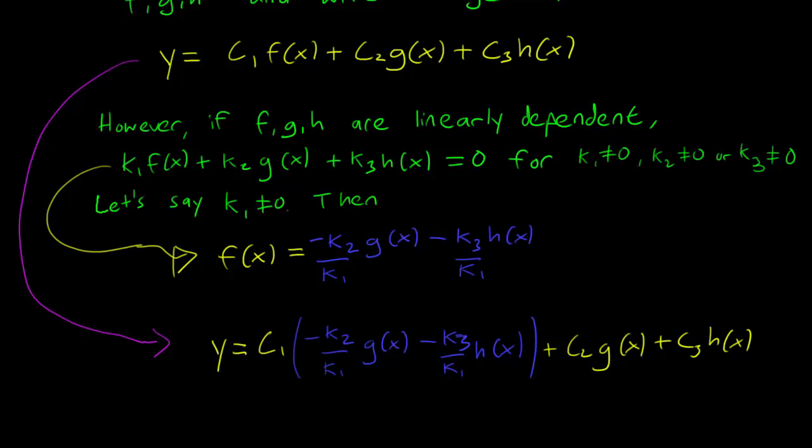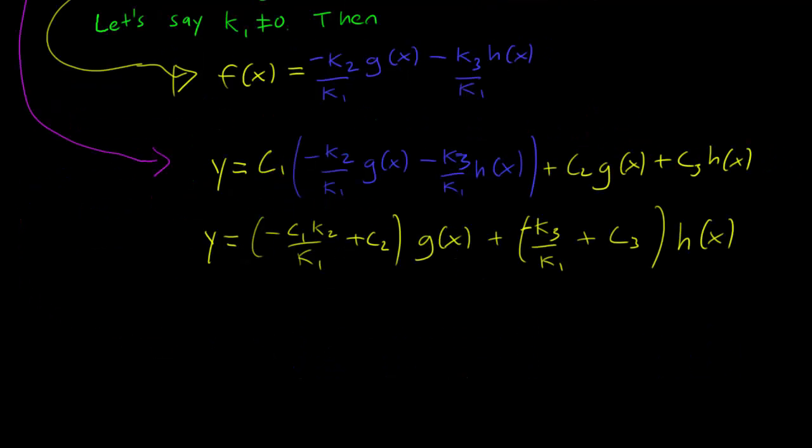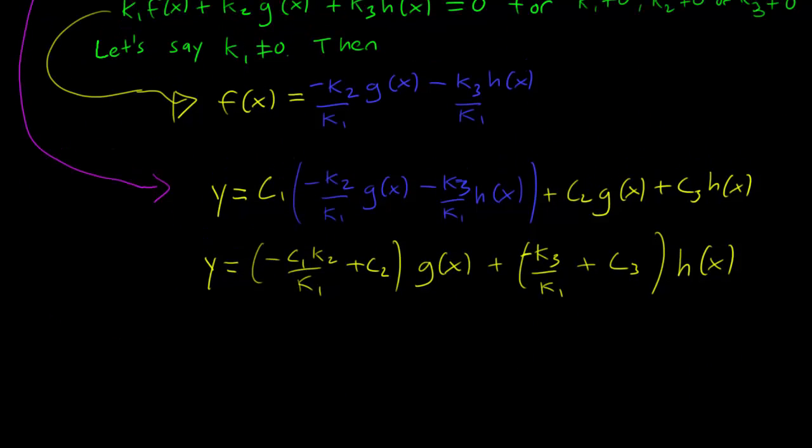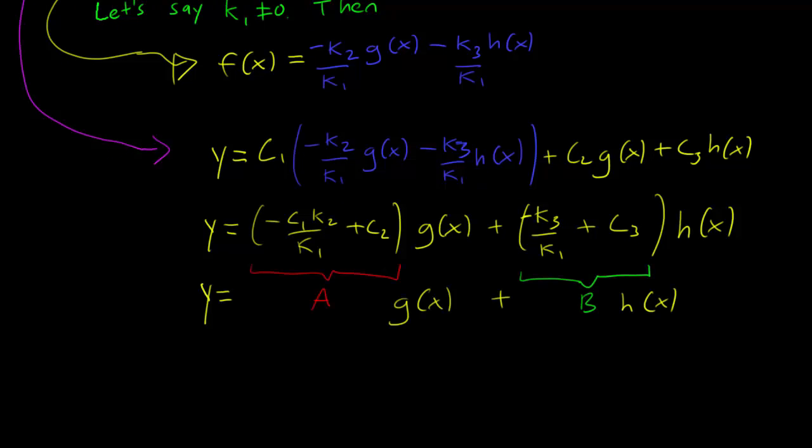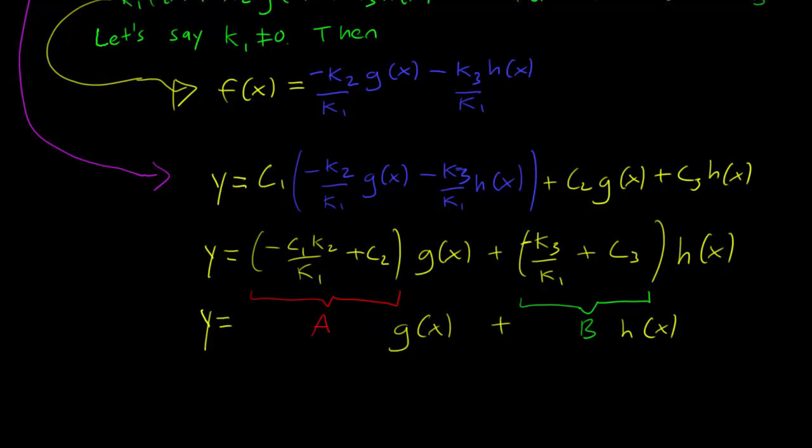And then we can substitute this value of f(x) into our supposed general solution, and we obtain this expression: c1 times minus k2 over k1 g(x) minus k3 over k1 h(x), plus c2 g(x) plus c3 h(x). And we can rewrite it in a form separating out the g(x) and the h(x) functions. And what we get is that we can rewrite the constants as y equals a g(x) plus b h(x).